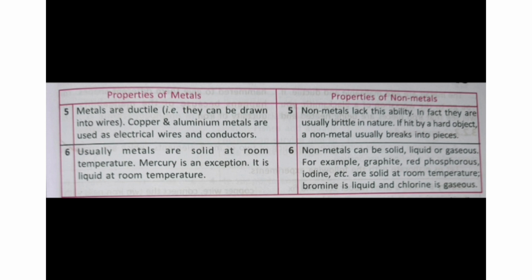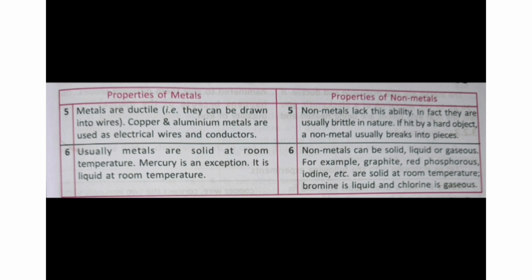If we talk about non-metals, they lack this ability. In fact, they are usually brittle in nature. So if we beat them, they will break into pieces very easily. If we hit one with a hard object, a non-metal usually breaks. So that is why they don't have the ductile nature. This can be a very important differentiation between the properties of metals and non-metals.